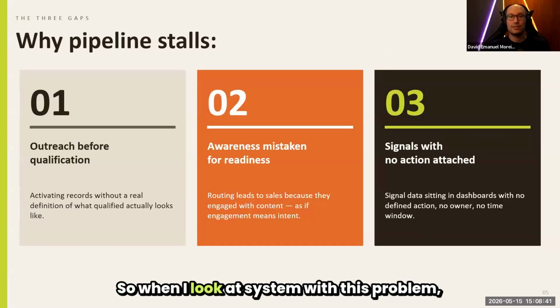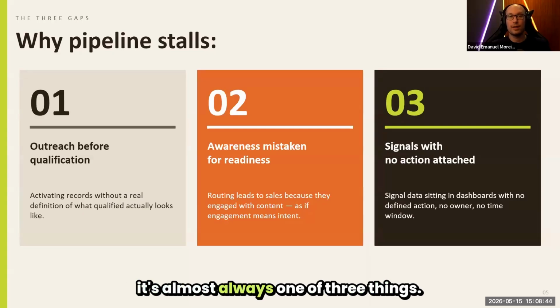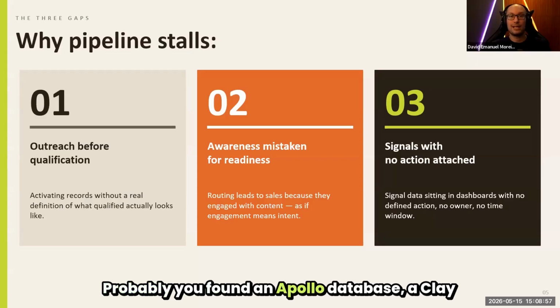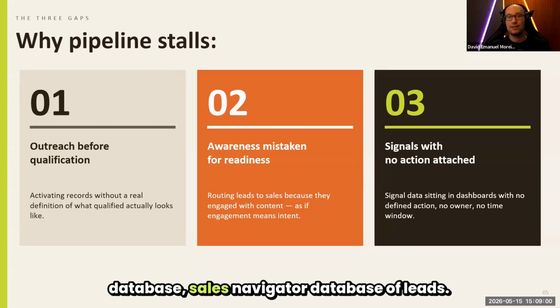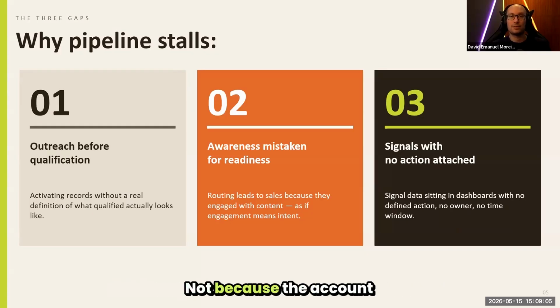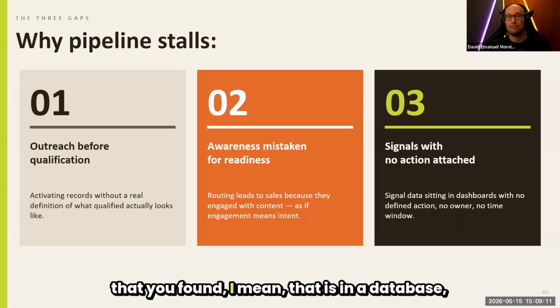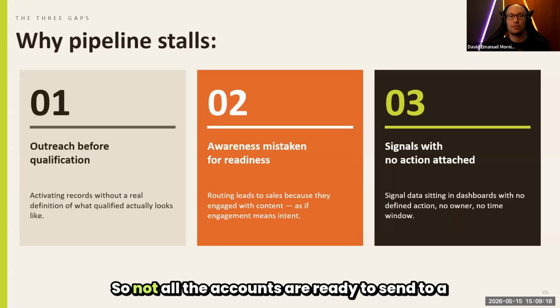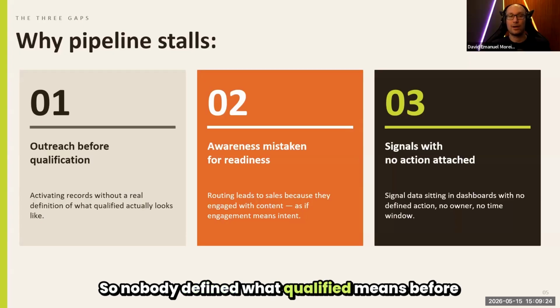When I look at a system with this problem, it's almost always one of three things. First, outreach before qualification. Sequences fire because a record exists. Probably you found an Apollo database, a Clay database, a Sales Navigator database of leads, but an account being in a database doesn't mean you need to fire an action. Not all the accounts are ready to send to a campaign. So nobody defined what qualified means before the campaign started.